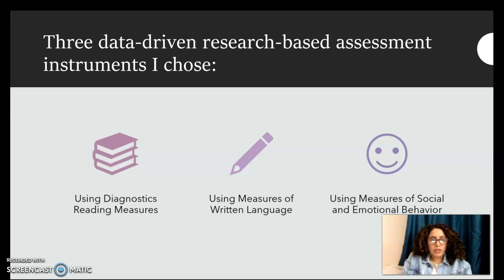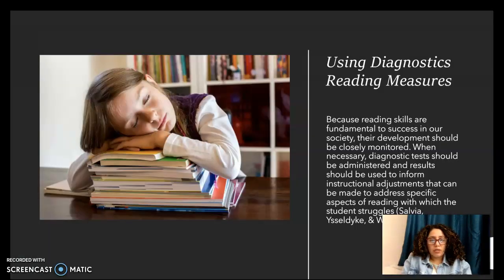The three data-driven, research-based assessment instruments I chose are using diagnostic reading measures, using measures of written language, and using measures of social and emotional behavior. First, using diagnostic reading measures.